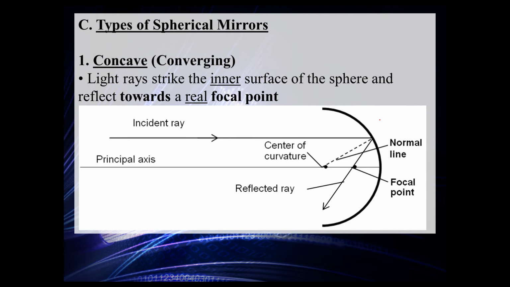You have a ray of light that hits the inside of the sphere. The second one is that when the ray of light hits the mirror, it reflects off of it, and reflects off of it through what we call a real focal point.